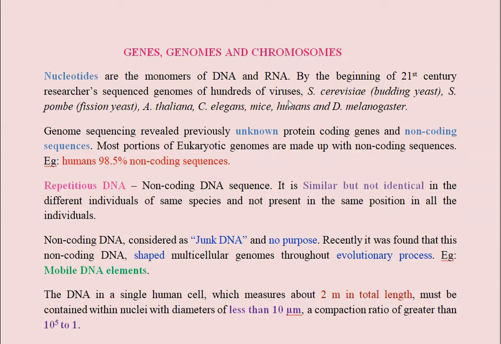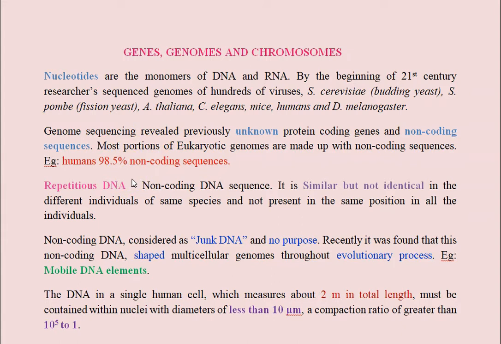Okay, so genome sequencing, what is the help with genome sequencing, why did they do it, what is it useful for when we know the sequence? With the help of genome sequencing, researchers found previously unknown protein coding genes and non-coding genes also. So not only coding genes, there are non-coding genes also, which are present in the genomes of many organisms, importantly eukaryotes. If you see humans, 98.5% of the human genome is just made up of non-coding sequence.